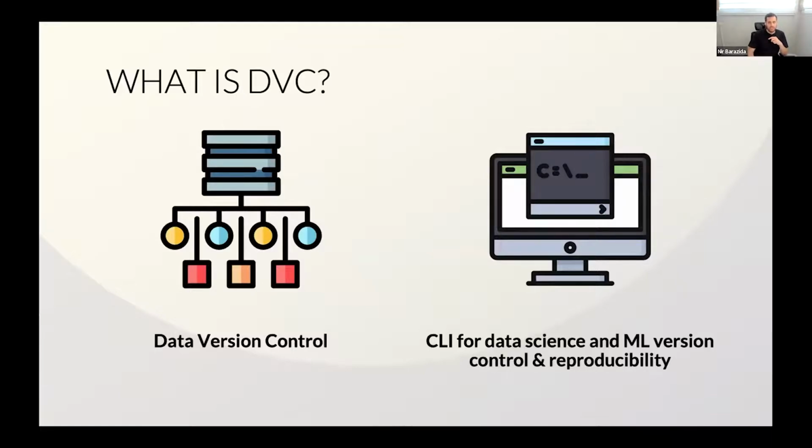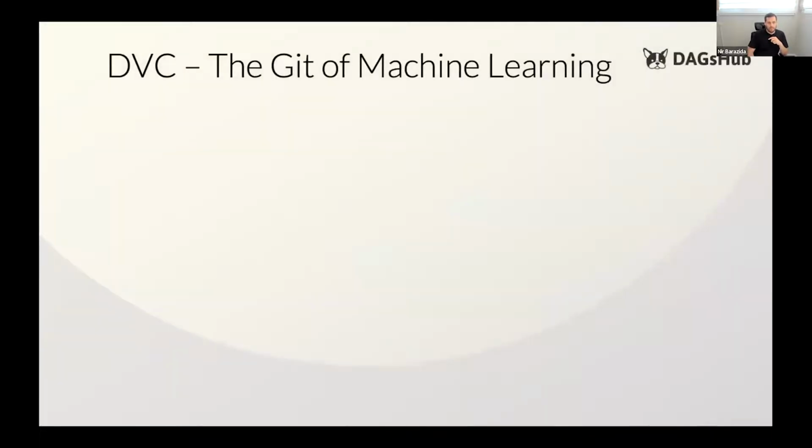And DVC actually was, if you want to think about it, designed based on Git, and it works as an extension to it. So it means that DVC doesn't replace Git when we try to manage our projects, but it works as an extension to it to version and manage our large files.